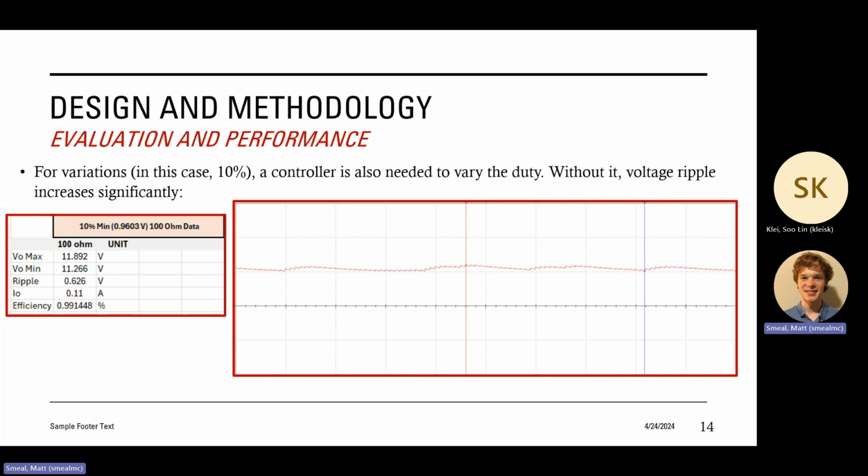For the variations of the input voltage we wanted to test for, a controller is definitely needed to vary the duty cycle. Without it, that voltage ripple goes up pretty significantly, as you can see. So that's definitely something we want to deal with. At the lower end, it's not too bad, about 0.626.